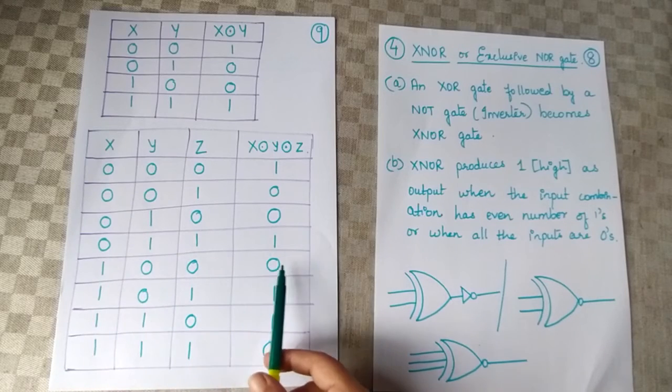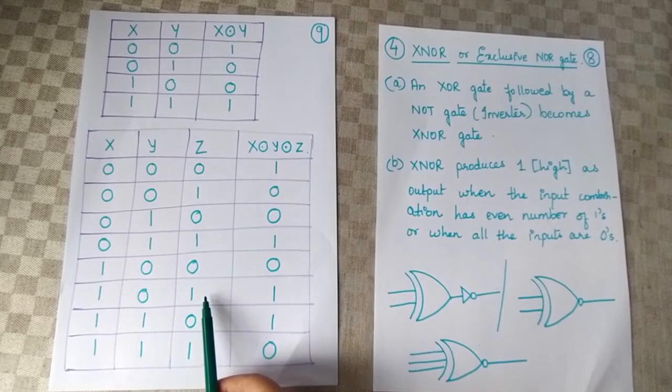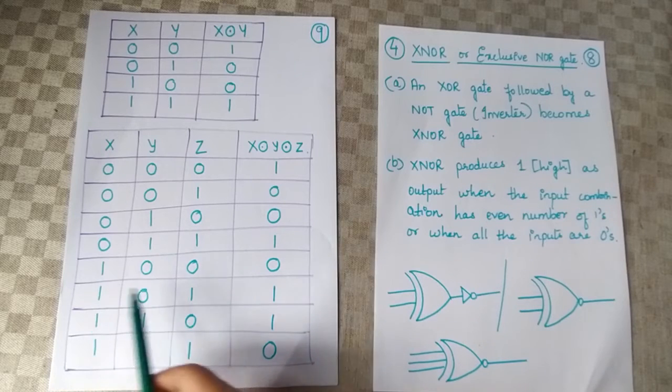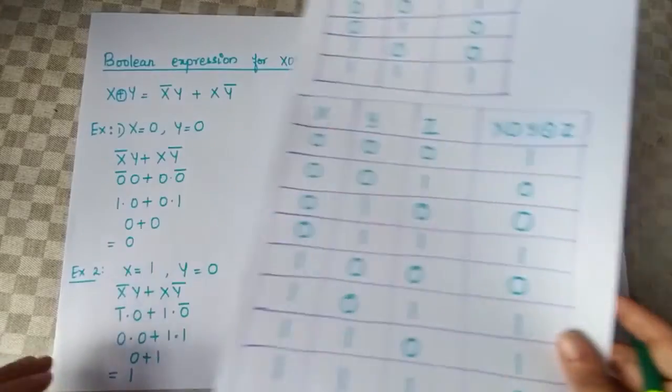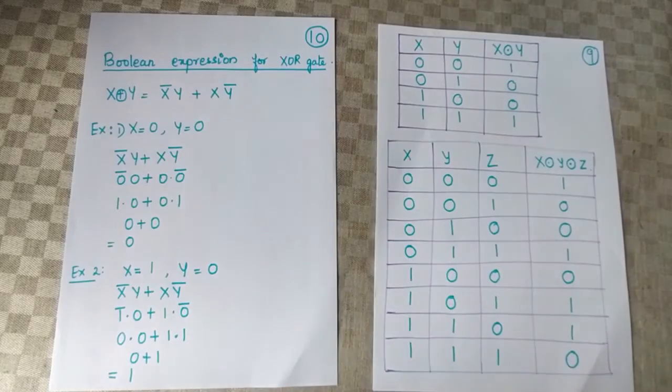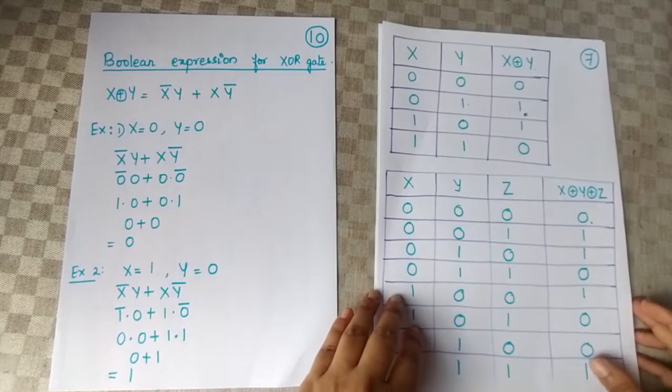1, 0, 0, the result will be 0. 1, 0, 1. Now again you see here 1 is appearing 2 times, which means it is an even number, so the result will be 1. 1, 1, 0. Here 1 is appearing 2 times, even number, result is 1. 1, 1, 1. Here it doesn't satisfy the condition for the XNOR gate, so the result will be 0. So this is how the XNOR gate works.